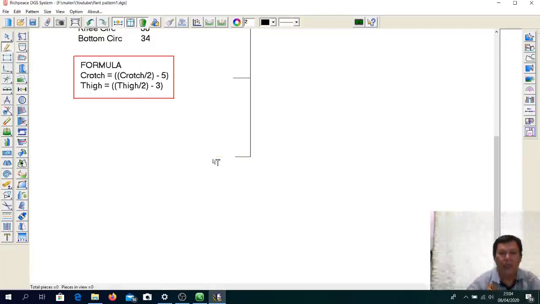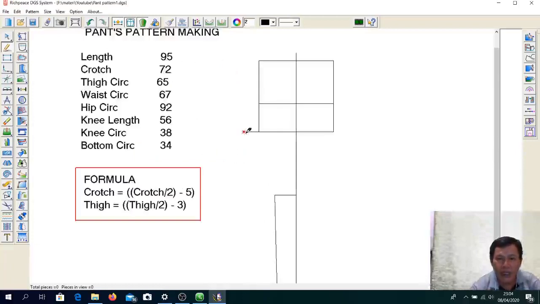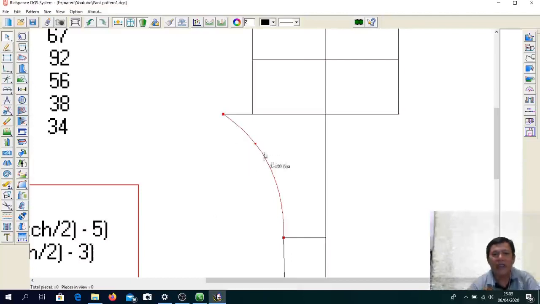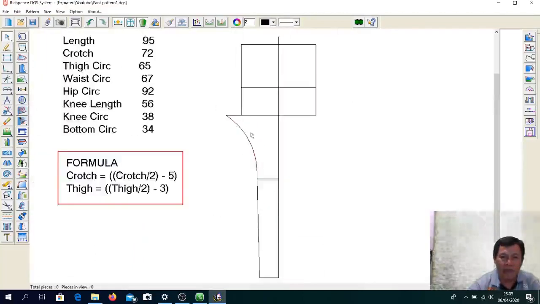7.5. Enter. Okay. We have already this. We can just join, and then we also have the inseam. We modify. Okay. This is how to modify. This is the inseam of the front body.